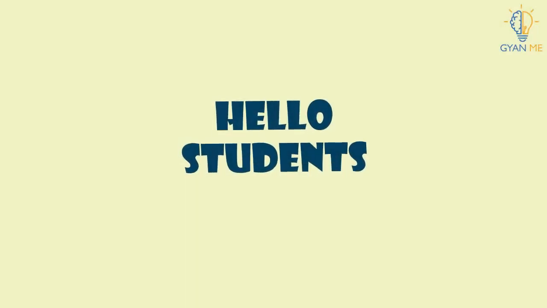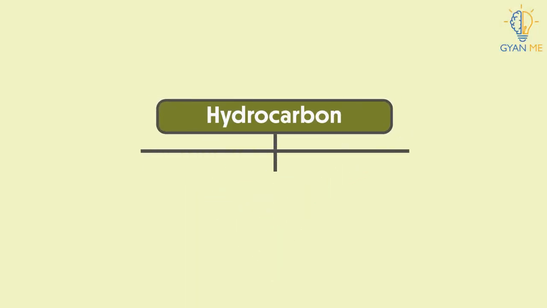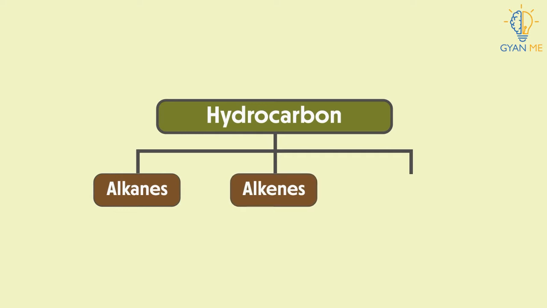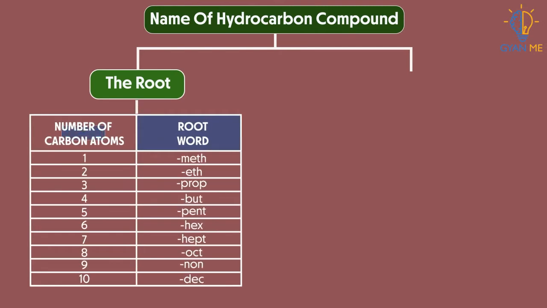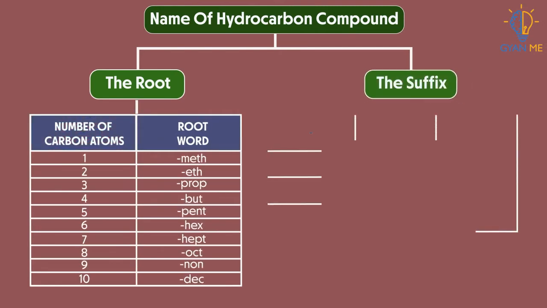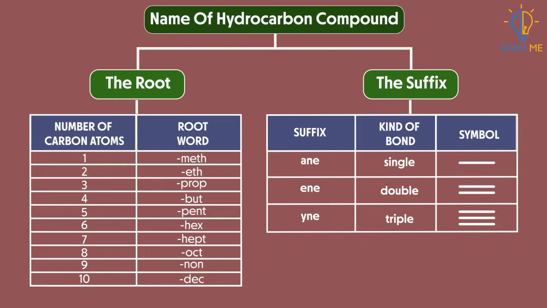Hello students! By now, we know what hydrocarbons, alkanes, alkenes and alkynes are, and also what functional groups are and how they determine the properties of these compounds. We have also seen in detail about alkanes and alkenes and how to name them. We know that the name of any hydrocarbon compound is made up of two parts: the root, which indicates the number of carbon atoms, and the suffix, which indicates the type of bond.